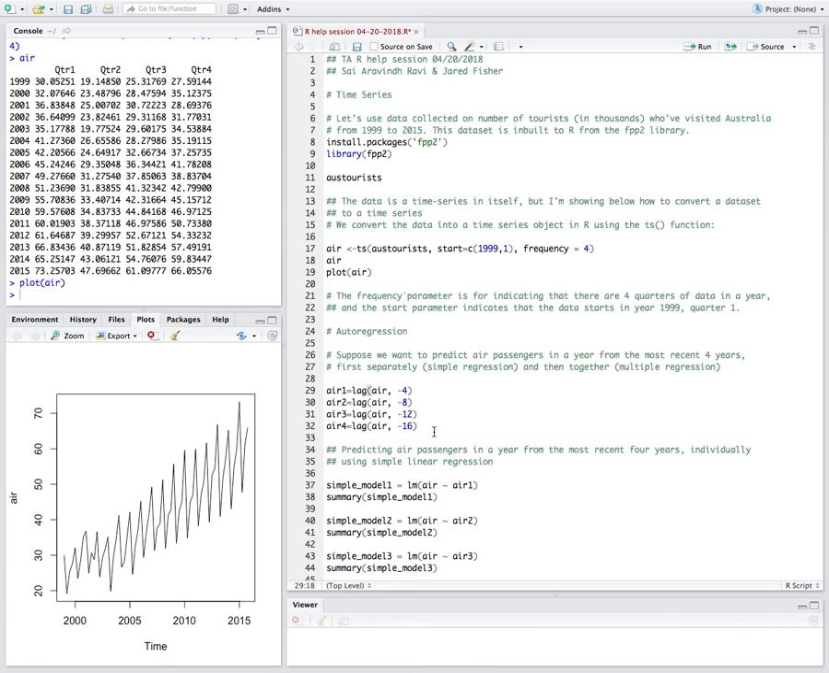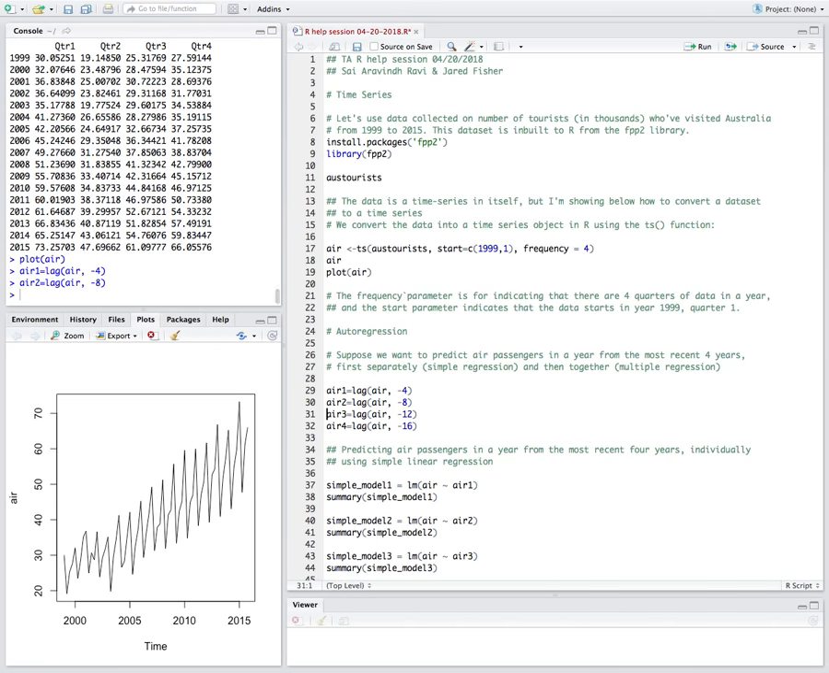So my lags are going to be -4, -8, -12, and -16. So I'm going to run these four. It's going to store 4 different objects, A1, A2, A3, and A4 in R. Now I'm going to be predicting air passengers in a year from the 4 most recent years individually using simple linear regression.